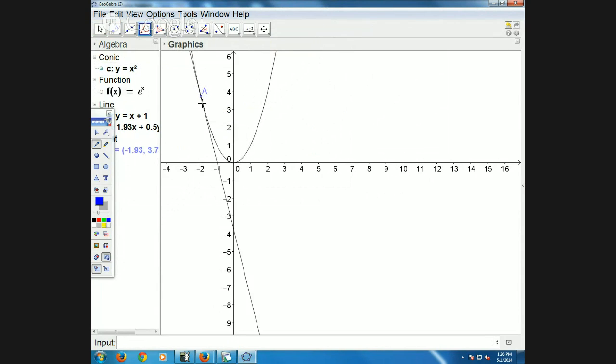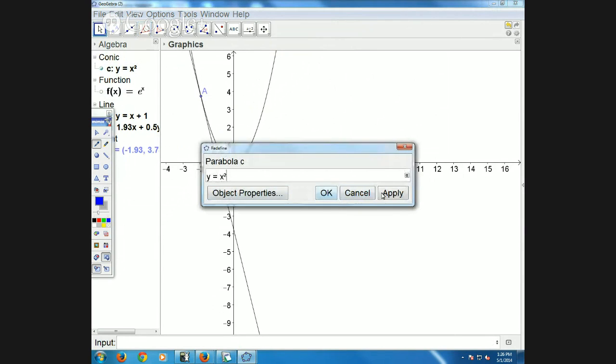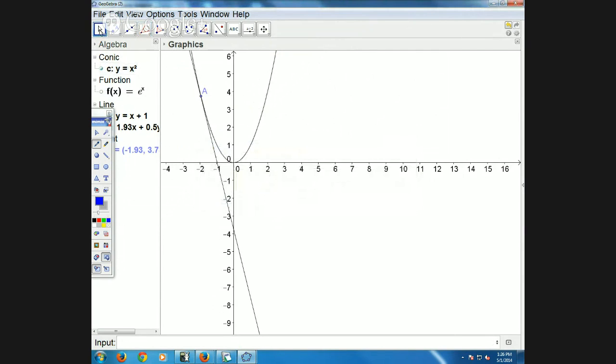Okay, so there's the tangent line. Now the cool thing is, would you say this tangent line has a negative slope? Yeah. And if I grab A and move it, is the slope still negative? Yes, it's still negative.